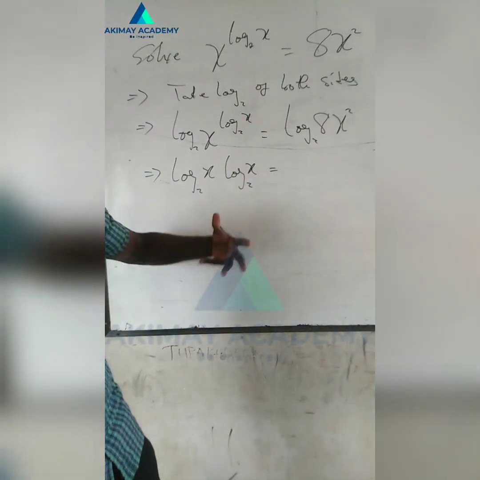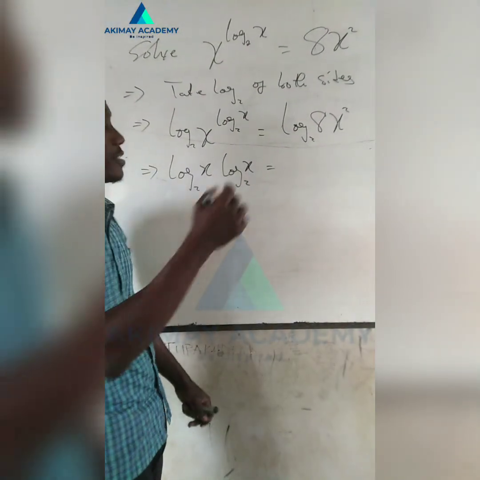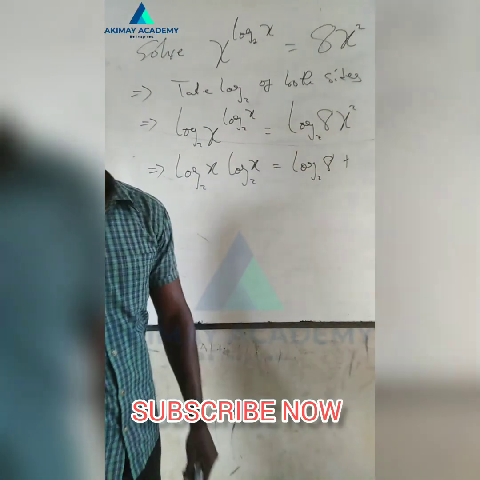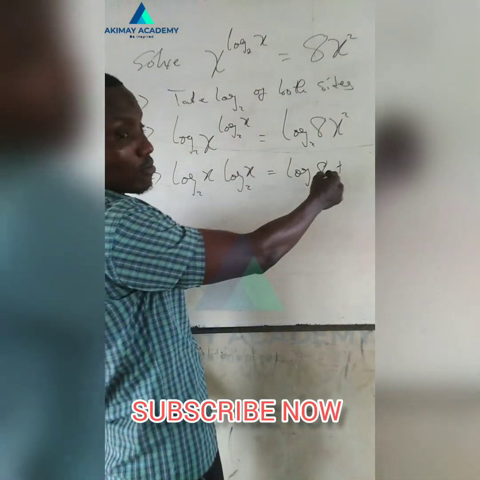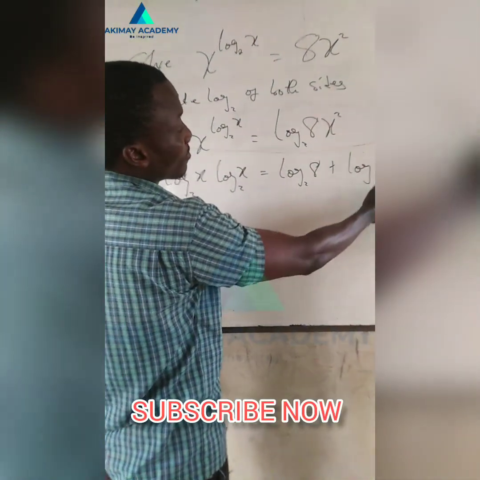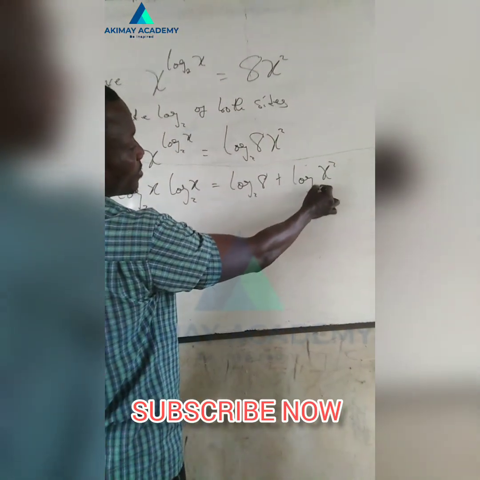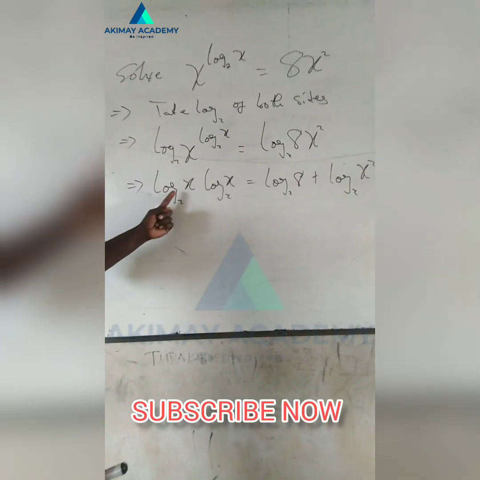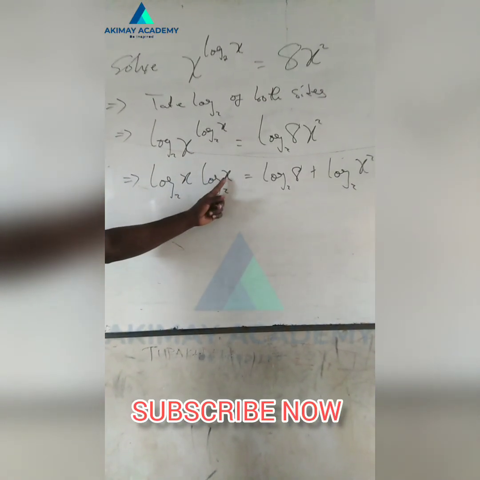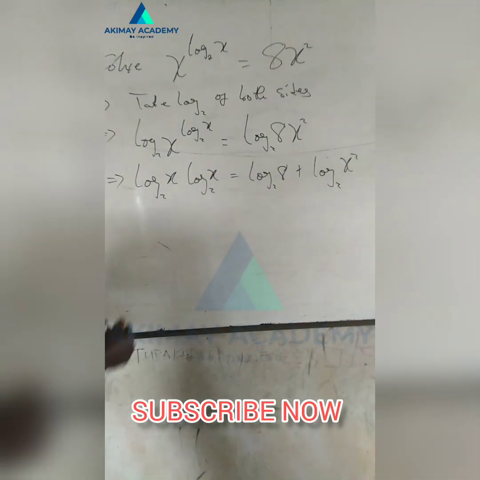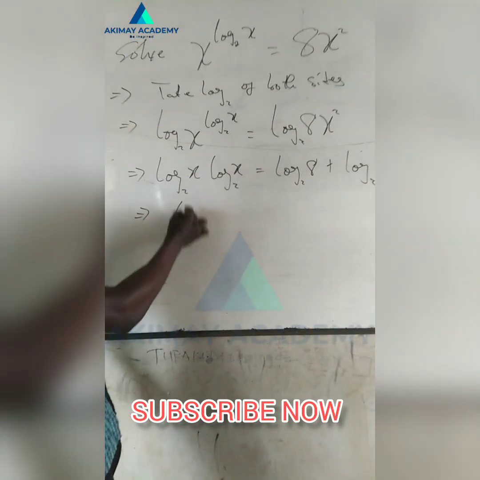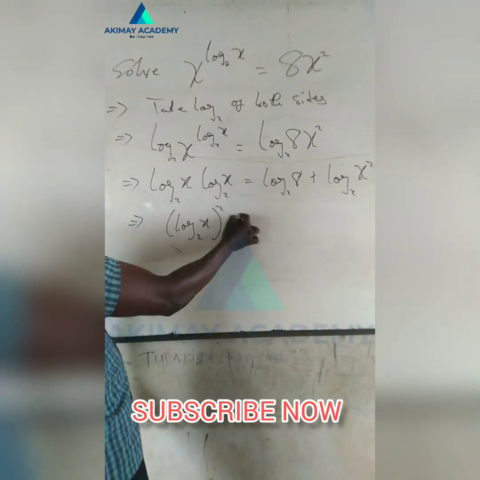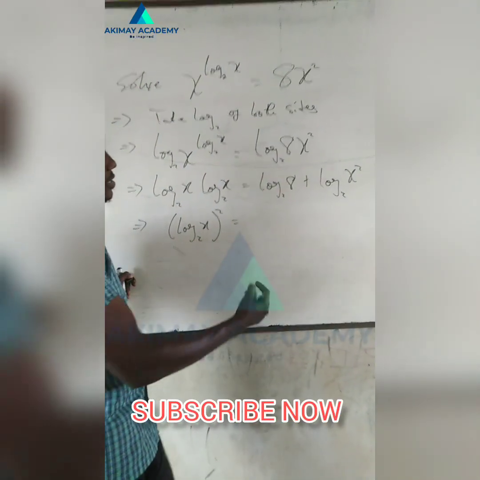So here they are multiplying. Therefore, we can split them by addition as the first law stated. So we have log 8 plus log x squared to the base 2. So at this point, we see we have log x to the base 2 multiplying log x to the base 2, so we can put them together. So we have log x to the base 2, all squared.